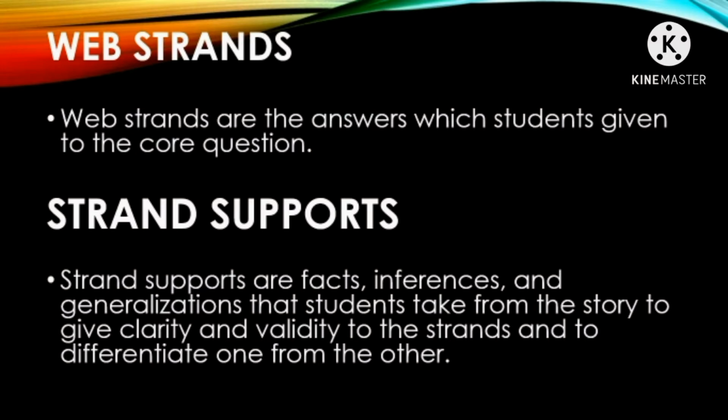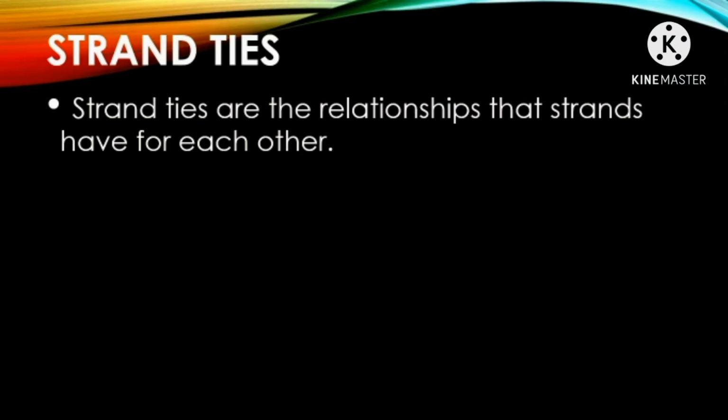And the next one is the strand supports. Strand supports are facts, inferences, and generalizations that students take from the story to give clarity and validity to the strands and to differentiate one from the other. Again, using the Adarna bird, we find that the important strand supports for the king are: a good ruler, was very sick, and had a strange malady which could be cured only by the sweet songs of the Adarna bird.